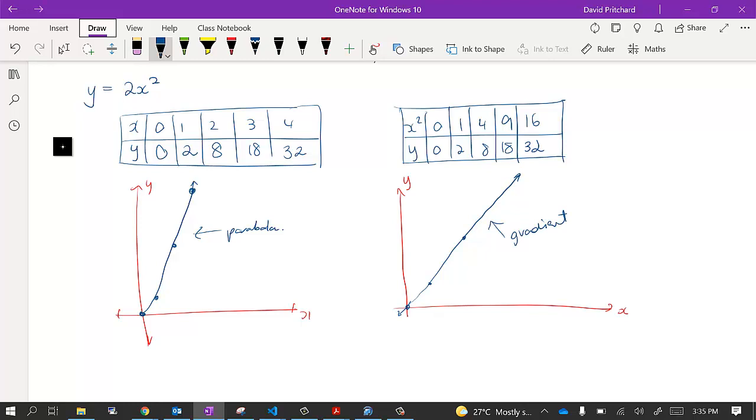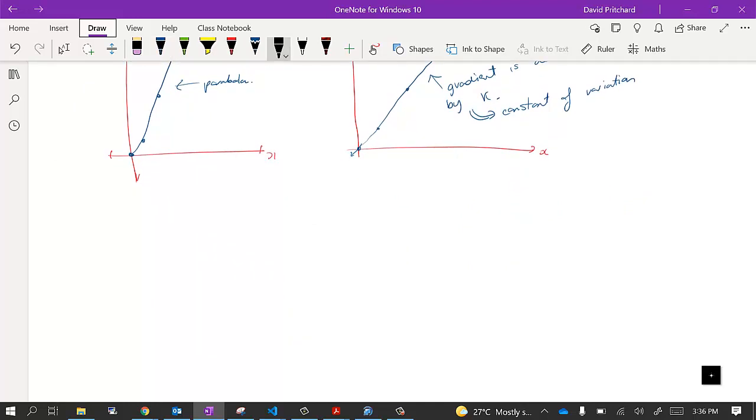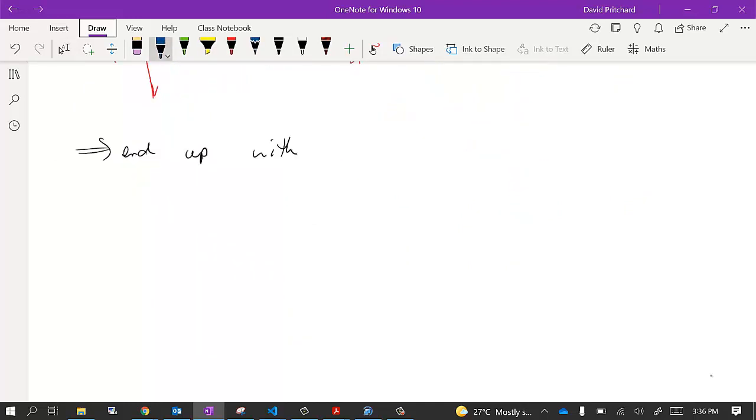The gradient of that line is determined by the k value, and that k value we call the constant of variation, or the constant of proportionality. Basically, now we end up with an understanding that if y is proportional to x, if y varies directly with x, we can write it as y is proportional to x, and therefore y is equal to kx.